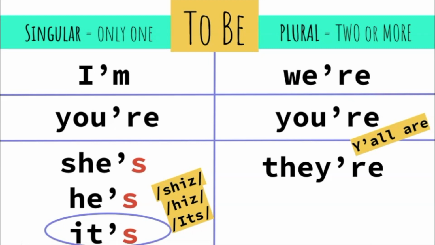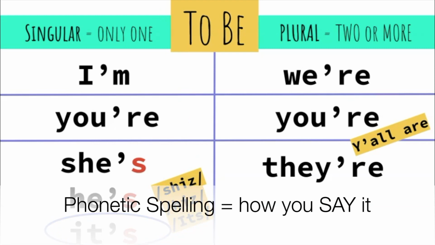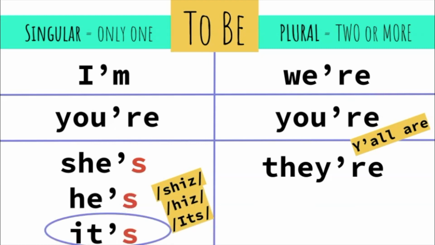Just a reminder, anything that I've written between these two lines is the pronunciation. This is not the actual spelling, it's the phonetic spelling. So it might help you figure out how to say the word. The pronunciation of she's is she's. He's is he's, and it's is it's. For the plurals, we have we're, you're, they're.